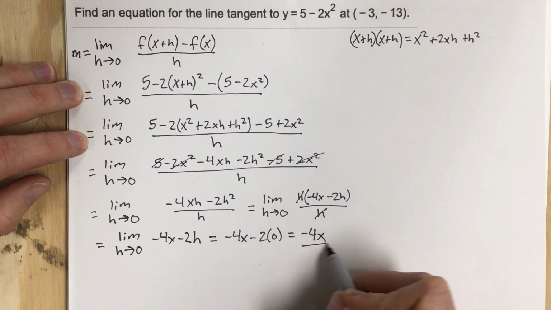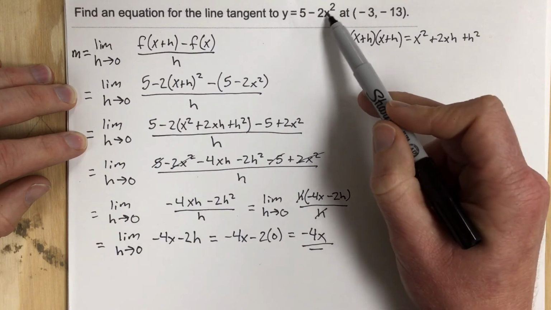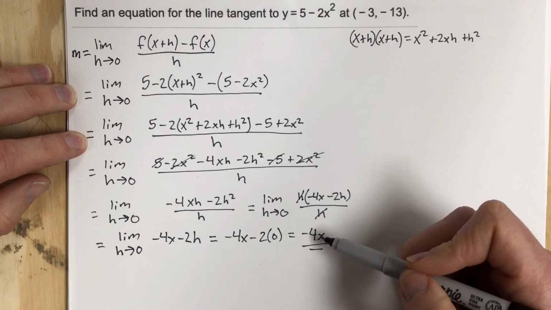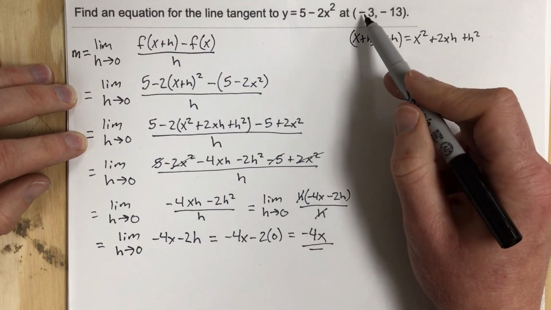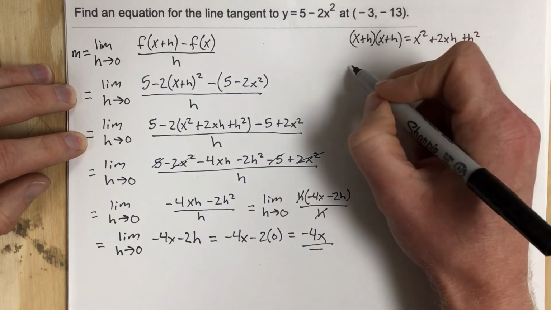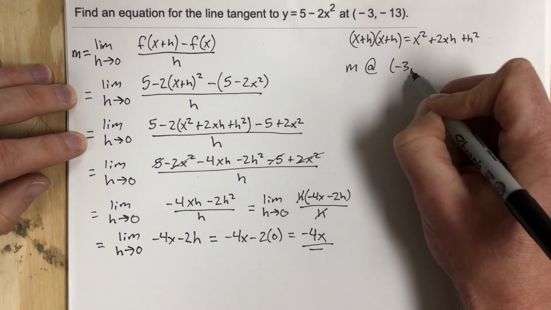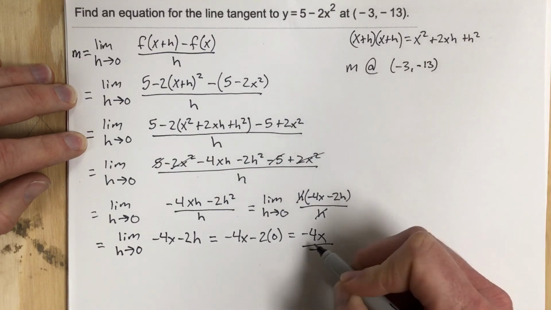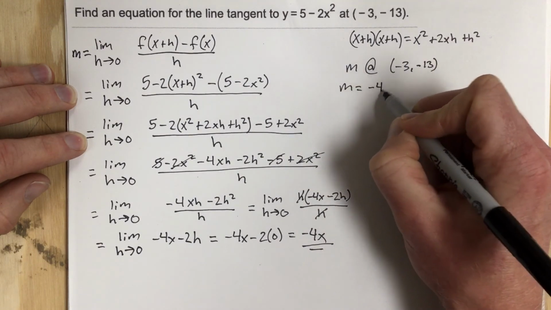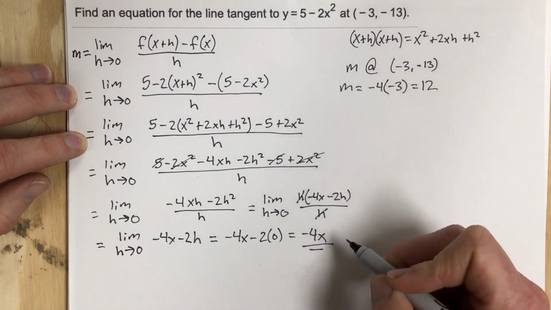Now remember, this is the expression for the slope at any point on this quadratic here. So they want us to find the slope at a specific point, which is negative 3, negative 13. So if we want to find the slope at that specific point, we'll plug negative 3 in, so we'll have m equals negative 4 times negative 3. And that tells us that the slope at that spot is 12.